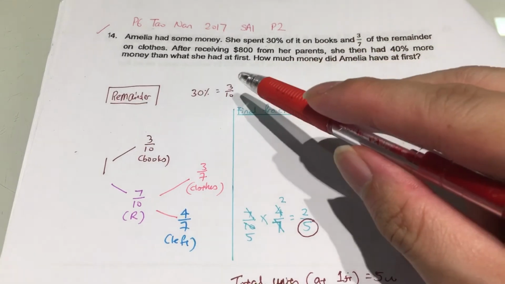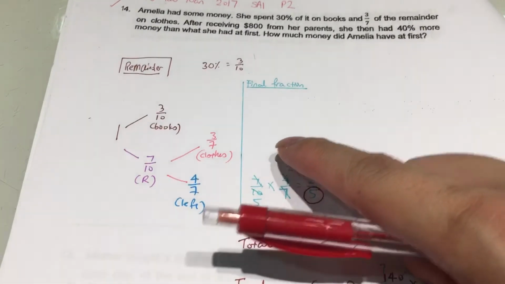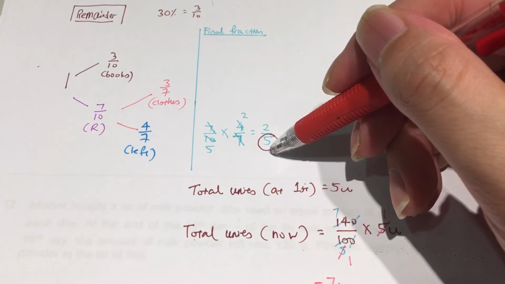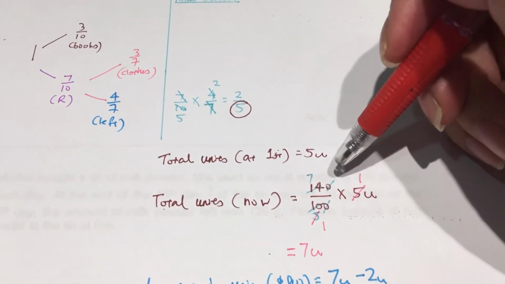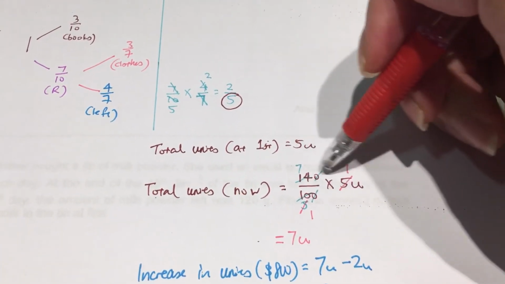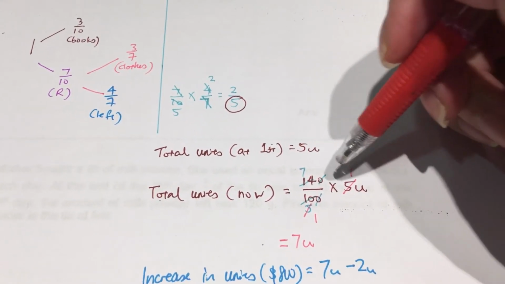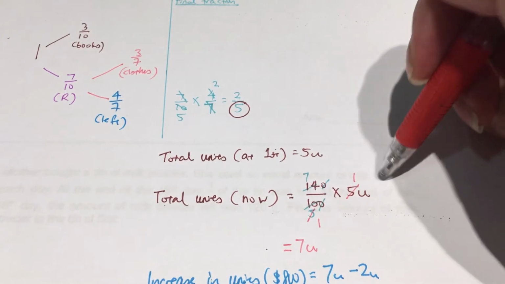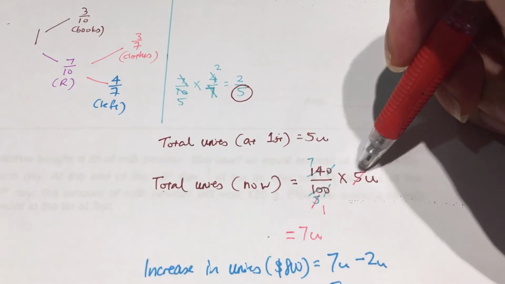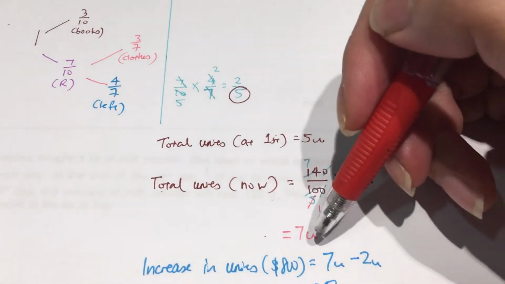So after receiving $800 from her mother, she then had 40% more money than what she had at first. So meaning that 100%, 5 units is 100%. Let's find what is 140%. Again, you need to be very savvy in doing calculations that involve percentages. So it's 140 divided by 100 times 5u. Do your necessary cancellation: divided by 5, divided by 5, and then divided by 2, divided by 2. Okay, and then you get 7u.